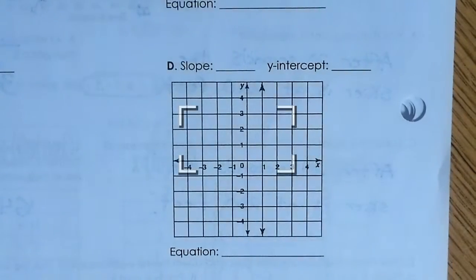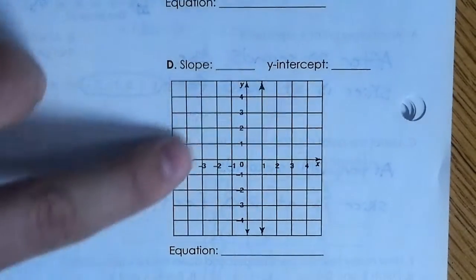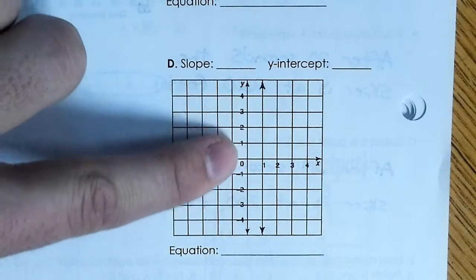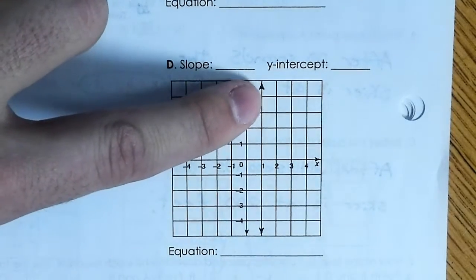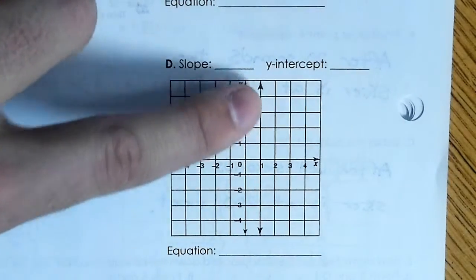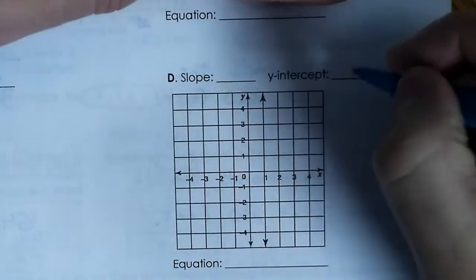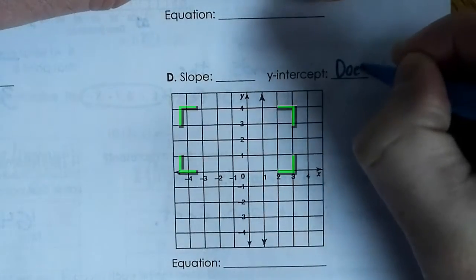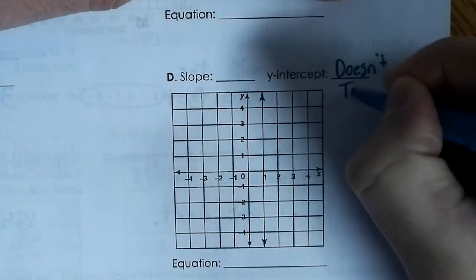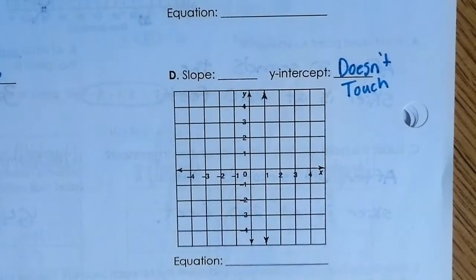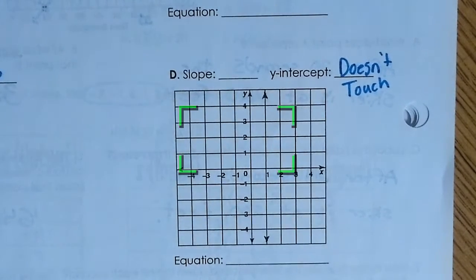I had a hard time finding this graph, but when you look closely, you can kind of see it. This is the y-axis, going up and down. The graph is right beside it. So where does the graph touch the y-axis? Or even does it touch the y-axis? It doesn't touch. Good. So that one would actually be called undefined.